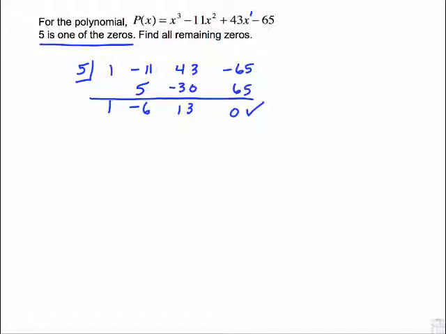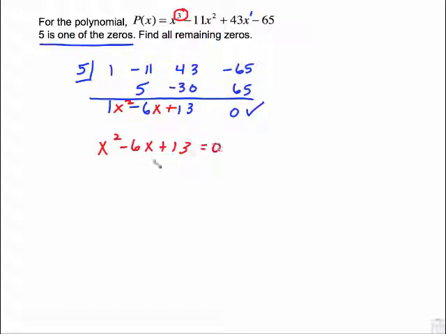Now, what does this mean? This is the depressed equation. If we fill in x squared minus 6x plus 13, the reason it drops down to x squared is because when you do synthetic division, whatever the power is of the problem, it drops down 1. So what we have to do now is solve this. This is a quadratic equation. x squared minus 6x plus 13 equals 0.